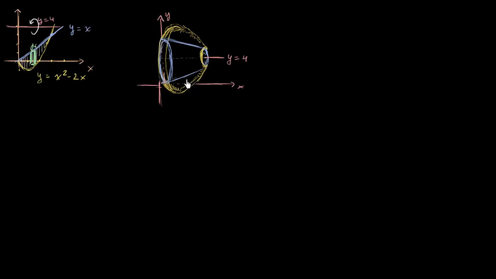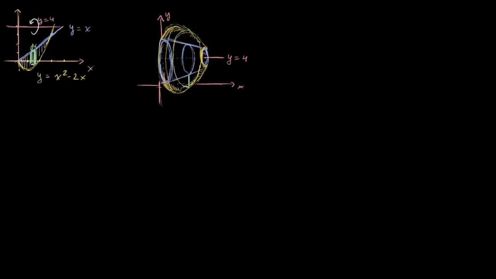So if you were to visualize it over here, you have some depth. And when you rotate it around, the inner radius of our washer is going to look something like that. And then the outer radius of our washer is going to contour around x squared minus 2x. So it's going to look something, my best attempt to draw it, like that.